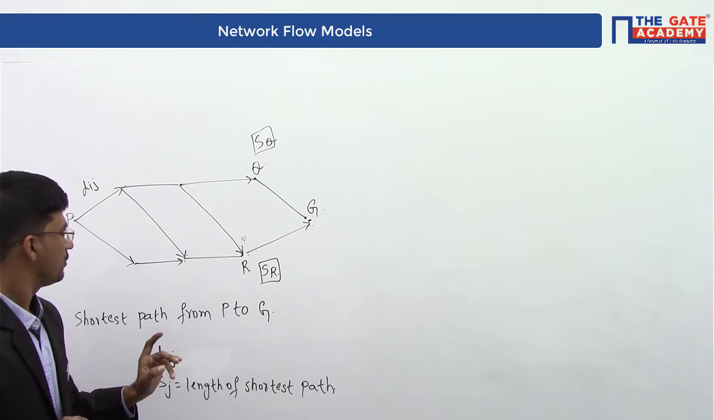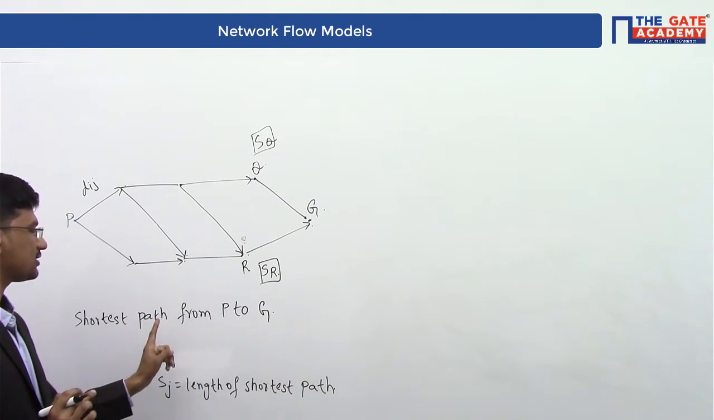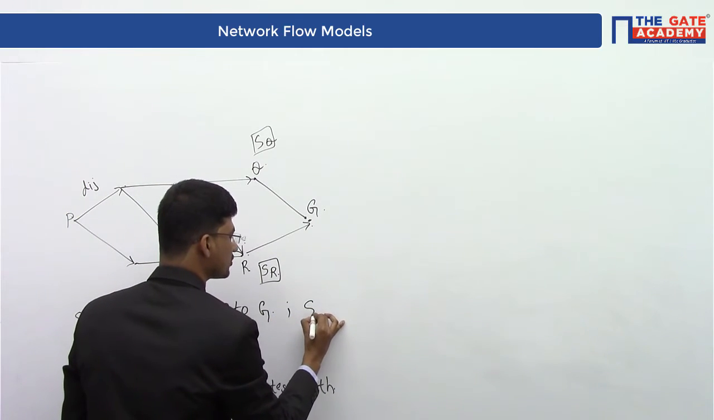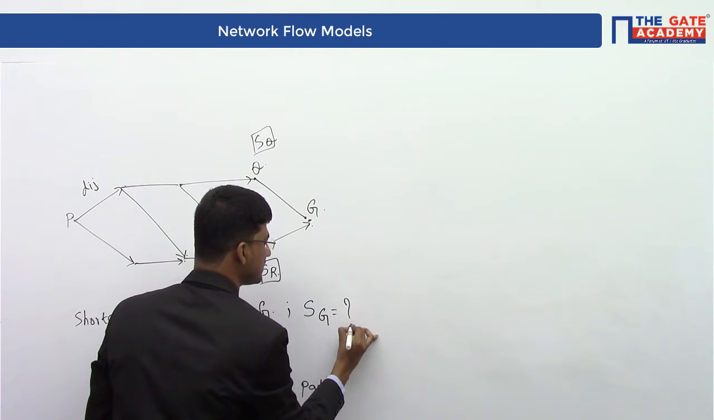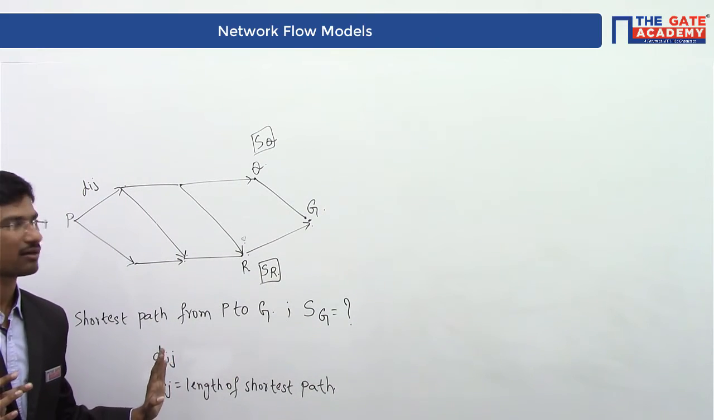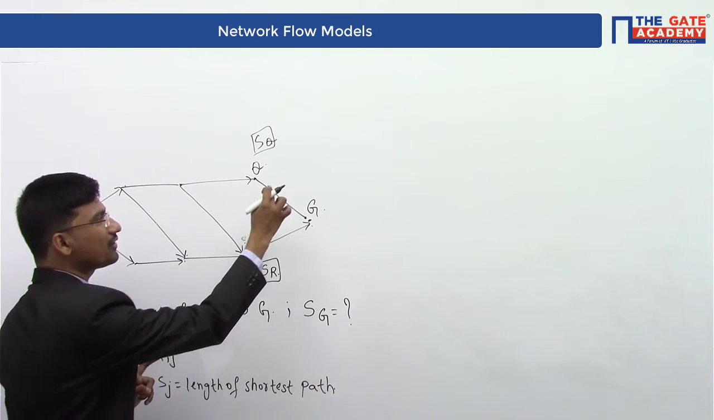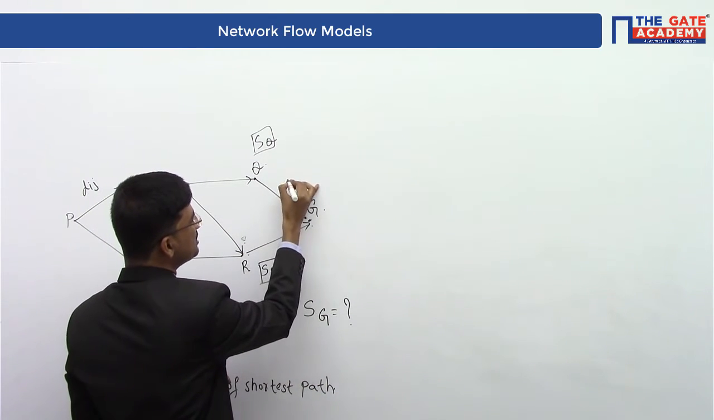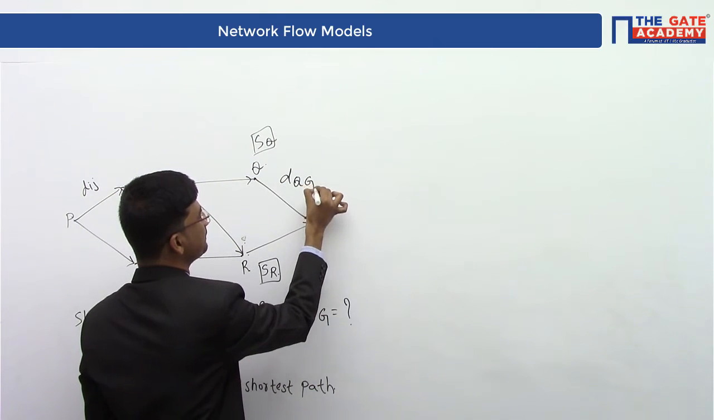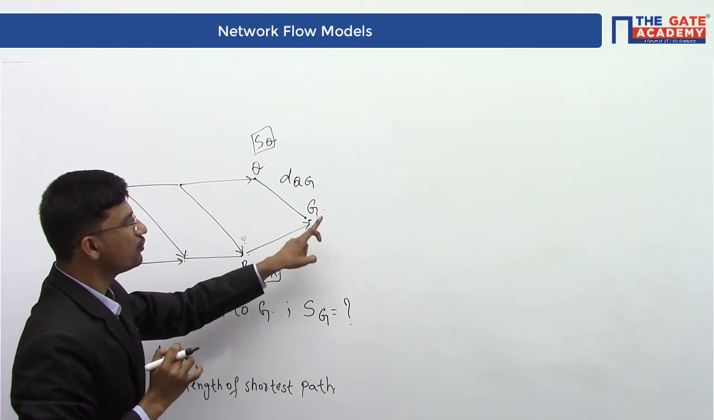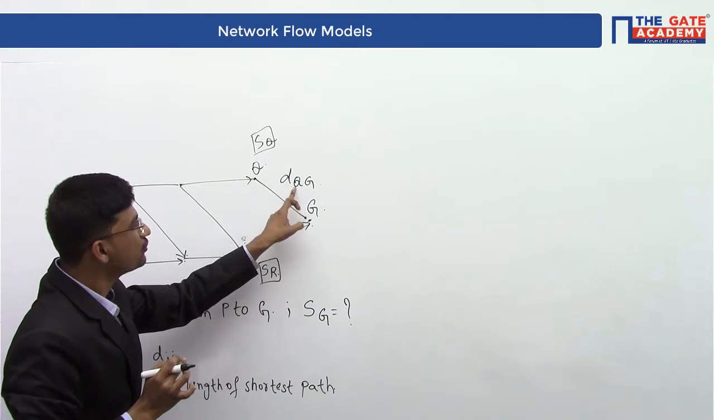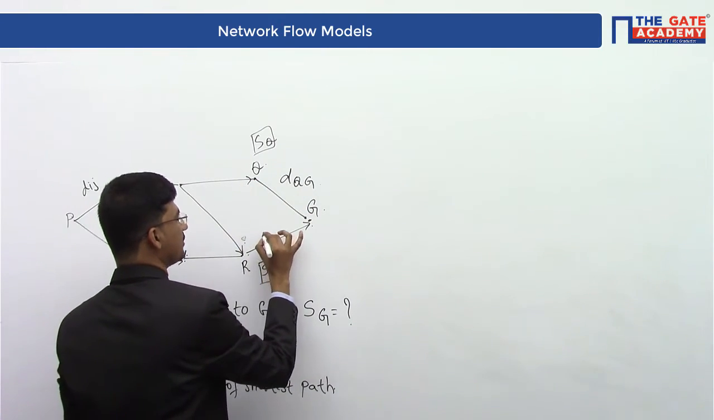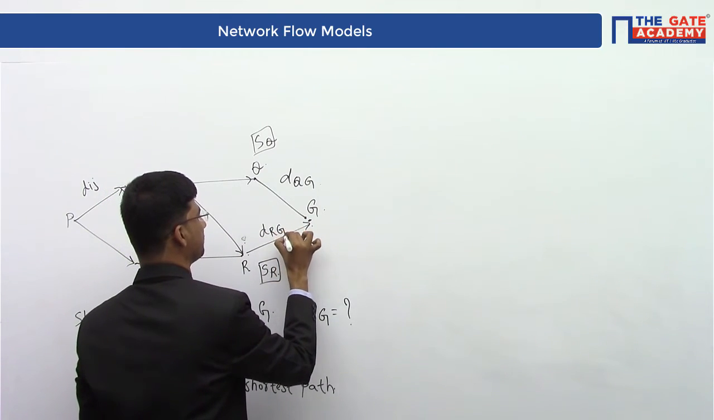Now what are they asking? They are asking us to find the shortest path from P to G. That means Sg is equal to question mark, and this we have to find. They have given Dij, and Dij is the weight value. So this will be Dqg, from node I to node J, where node I is Q and node J is G. Similarly, for this one it will be Drg.